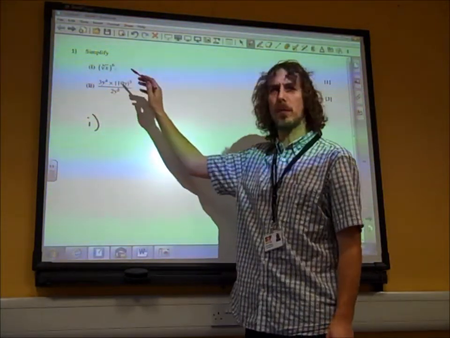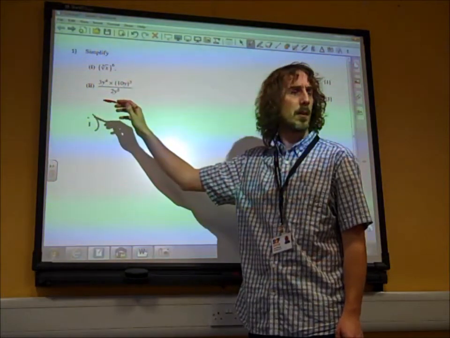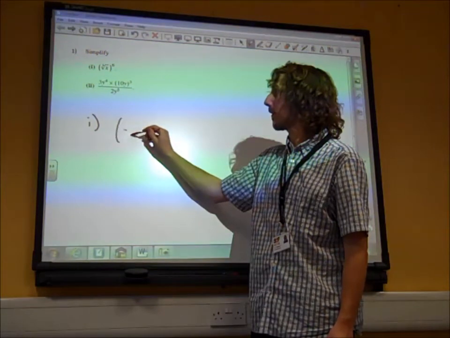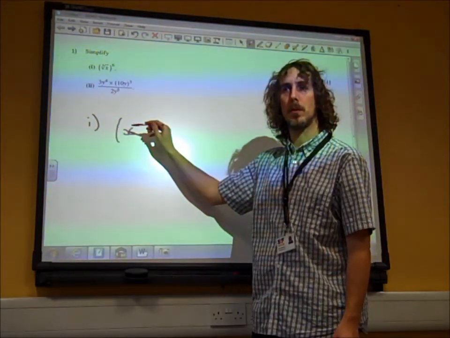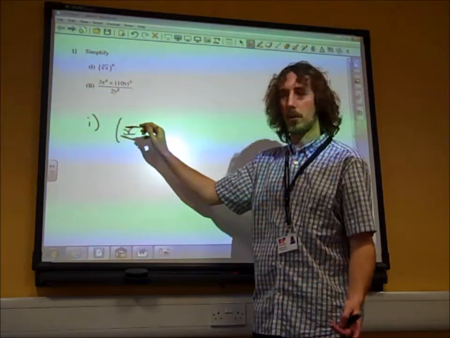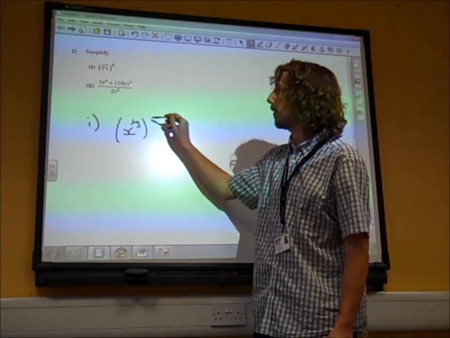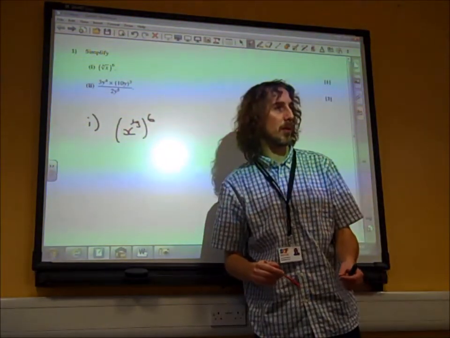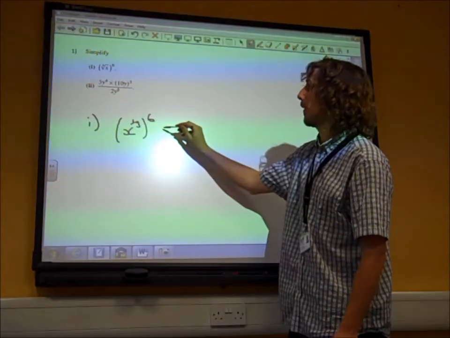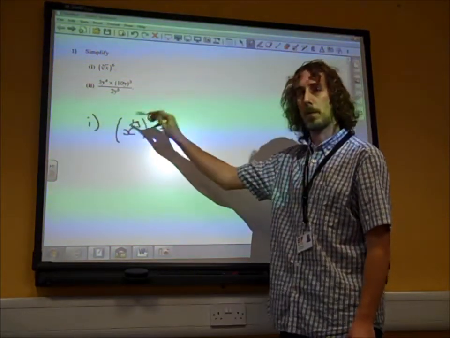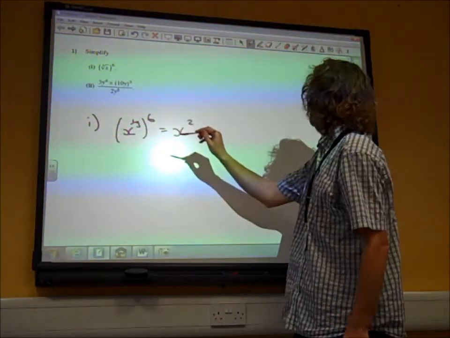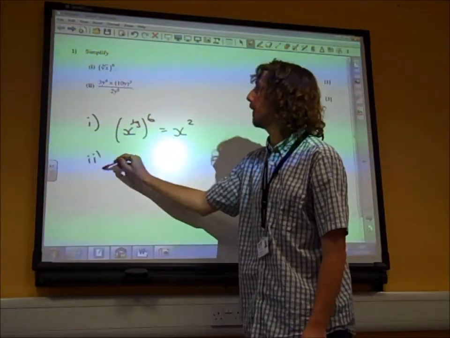This is the cube root of x to the power of 6. Now remember, how do we write the cube root as a power to start with? A third. So that is x to the third, to the power of 6. And we know that in that situation we multiply the powers. So 6 multiplied by a third, 2. X squared. And there is one mark. Okay.